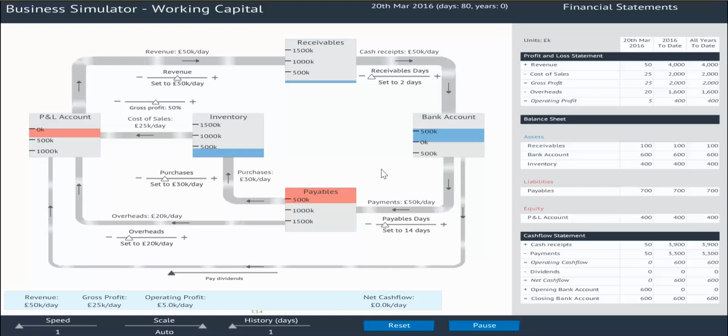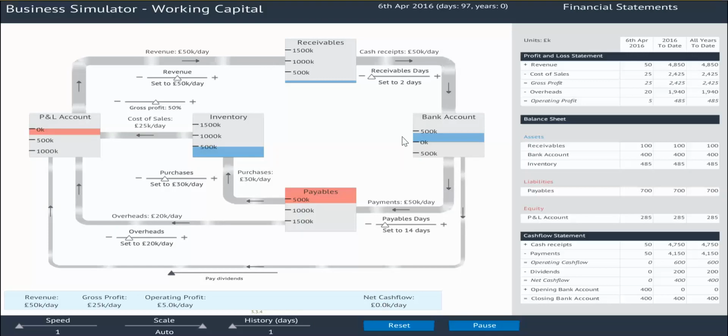It can also be used to look at paying dividends. So to pay a dividend, drag this slider along. So we're going to pay a dividend of £200,000, and we can see that that reduces the amount of profit that still needs to be distributed to shareholders, and obviously reduces the amount of money in the bank account.